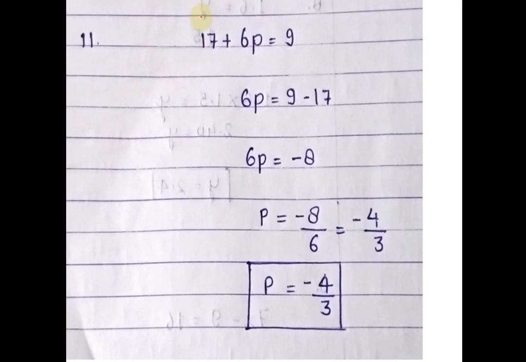Now question number 11. At first you will send this numeral term to the right-hand side, so it will become negative since it is positive on the left-hand side. Because we don't write the positive sign if we don't have anything before the number. So 17 will go to the right-hand side and it will give you a negative 17. So it will become 9 minus 17, and 9 minus 17 will become minus 8 when you subtract it. So 6p is equal to minus 8. So p is equal to minus 8 upon 6. When you cut it with 2, 2 4s are 8, 2 3s are 6. So minus 4 upon 3 will be the answer for p.